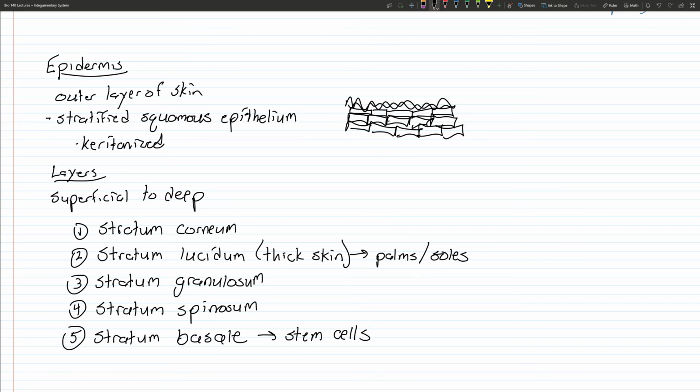Okay. And stem cells are the cells that give rise to other cells. So if you injure your skin and you damage some of those cells on the upper layers, you have to replace them from the stratum basale.